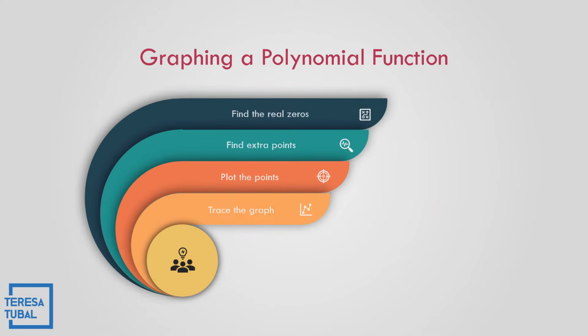What are the different steps in graphing a polynomial function? First, we solve for the real zeros using synthetic division and factoring. Second, we put all the values in the table of values and find the extra points. Third, we plot all the points in the Cartesian plane. And the last one, let us trace the graph.